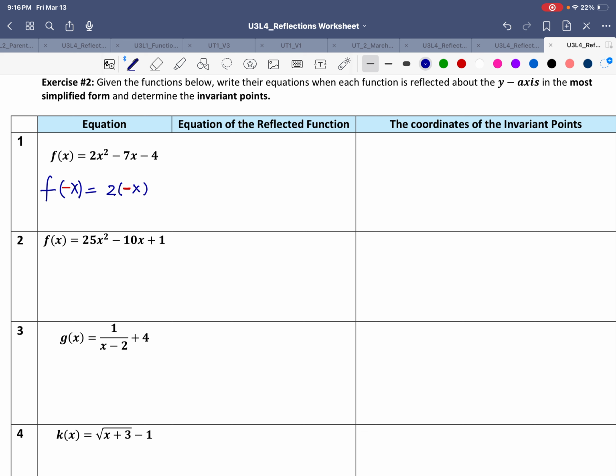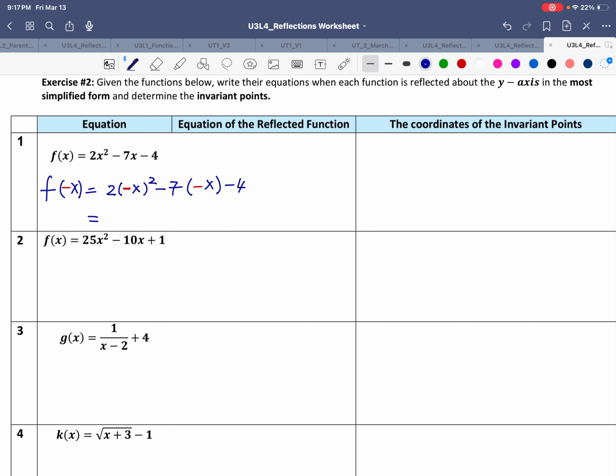Remember to keep this in brackets. It's a very common mistake students make. And the reason why is because x is being squared. So negative x now will be squared. And that's why we need to keep it in brackets. And now minus 7. I see x again. That means that I have to replace it with a negative x and then minus 4.